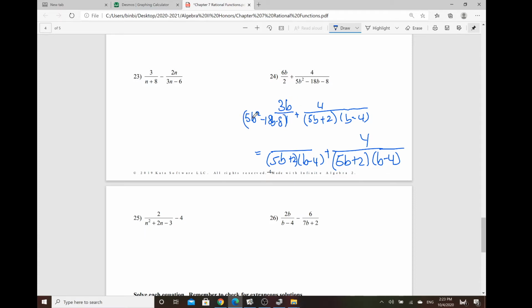So 3b times 5b squared, well, multiply this one top and the bottom. Just show all the work, the process, minus 8. So 5b squared times 3b, that'll be 15b cubed. And then minus 18b times 3b, then that'll be negative 54b. And then negative 8 times 3b, then that'll be negative 24b.